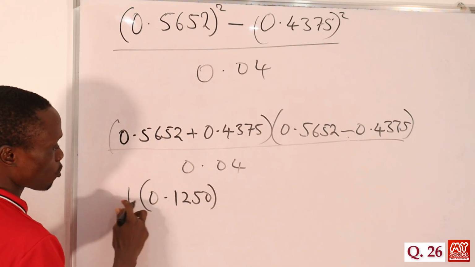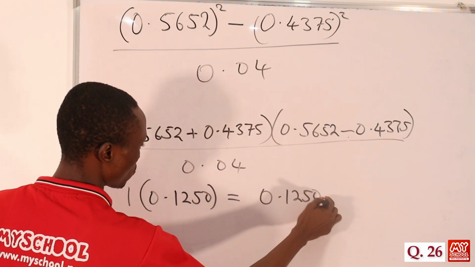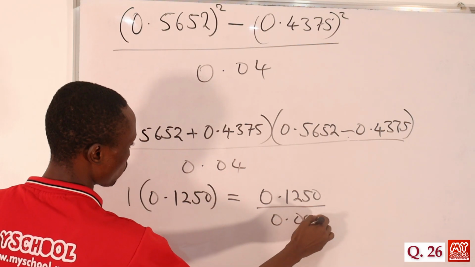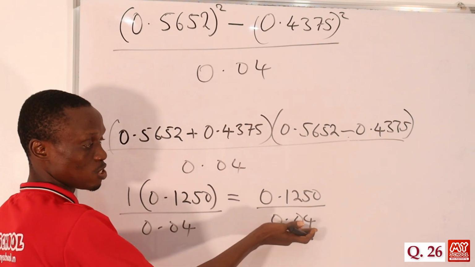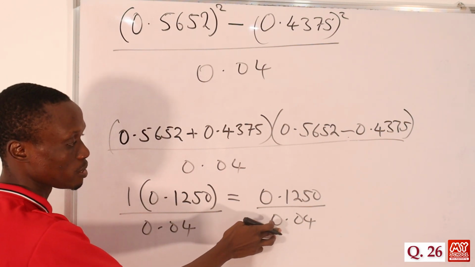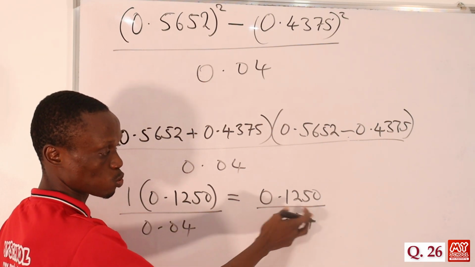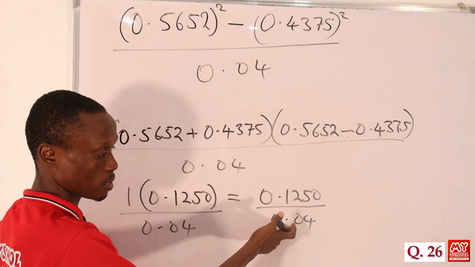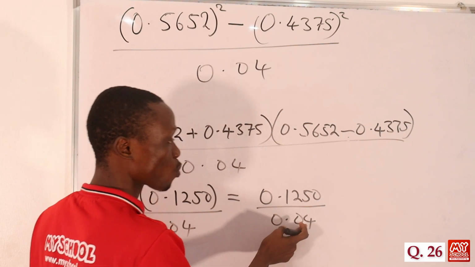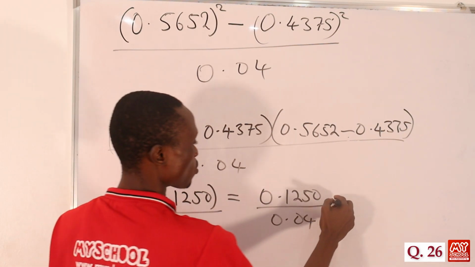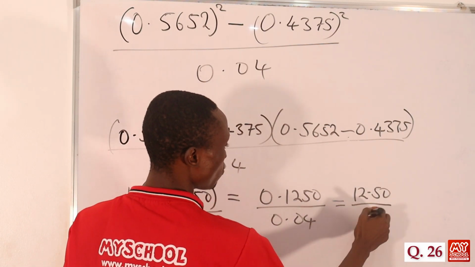0.1250. Of course, if we multiply this, we will still be having 0.1250 over 0.04. So let's still put the 0.04 here. Now the next thing is for us to clear the decimal point at the denominator. If you check very well, the denominator is to 2 decimal places, so we are going to be multiplying by 100. If we multiply the denominator by 100, we also do the same thing to the numerator. So if we multiply the numerator by 100, we'll be having 12.50, and here we'll be having 4.